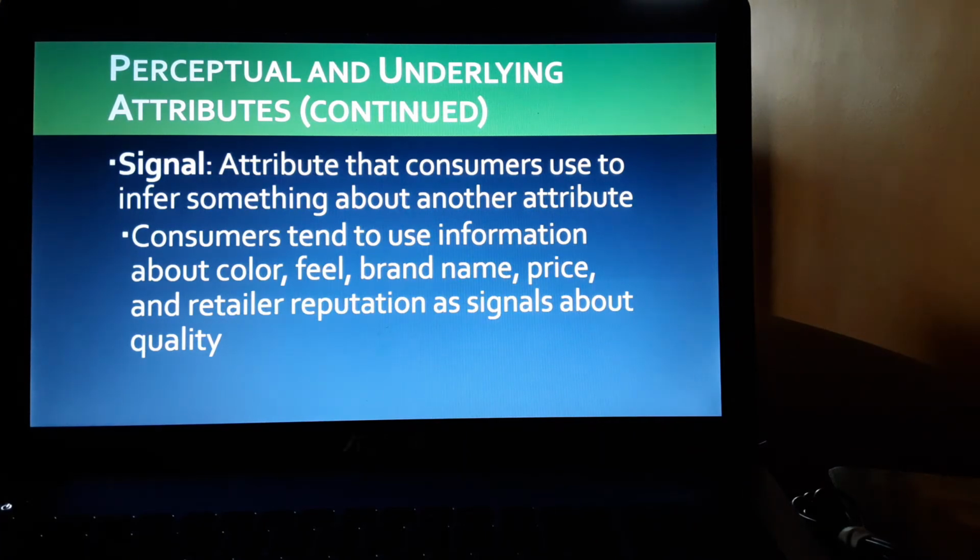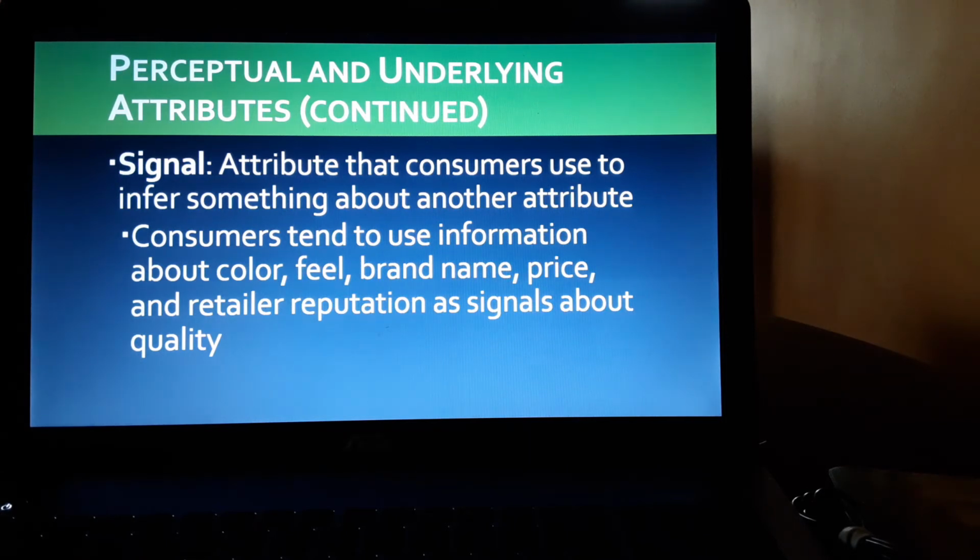Signal, that's where one thing about a product will tell you another thing about a product. So you buy a jacket or something and you think it has a good quality zipper, that makes you believe that the rest of the product is good quality as well. Or you say, these are sneakers made by Puma, well then they must be really good quality.